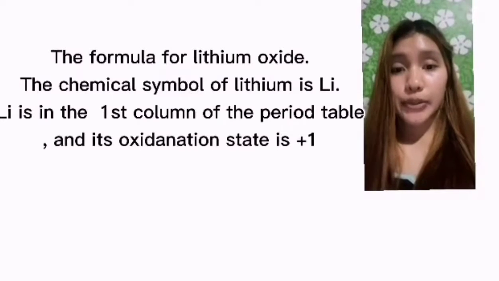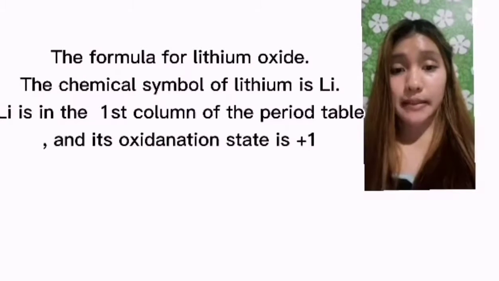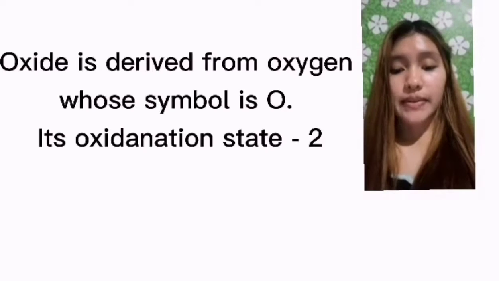The formula for lithium oxide. The chemical symbol of lithium is Li. Li is in the first column of the periodic table and its oxidation state is positive 1. Oxide is derived from oxygen, whose symbol is O. Its oxidation state is negative 2.